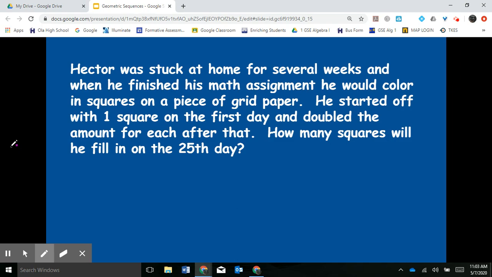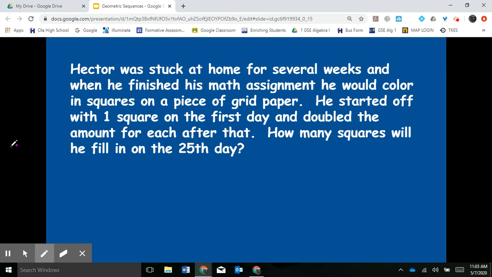So Hector was stuck at home for several weeks. I don't know why he would be stuck at home for several weeks. And when he finished his math assignment, he would color in squares on a piece of grid paper. He started off with 1 square on the first day and doubled the amount for each day after that. How many squares will he fill in on the 25th day?